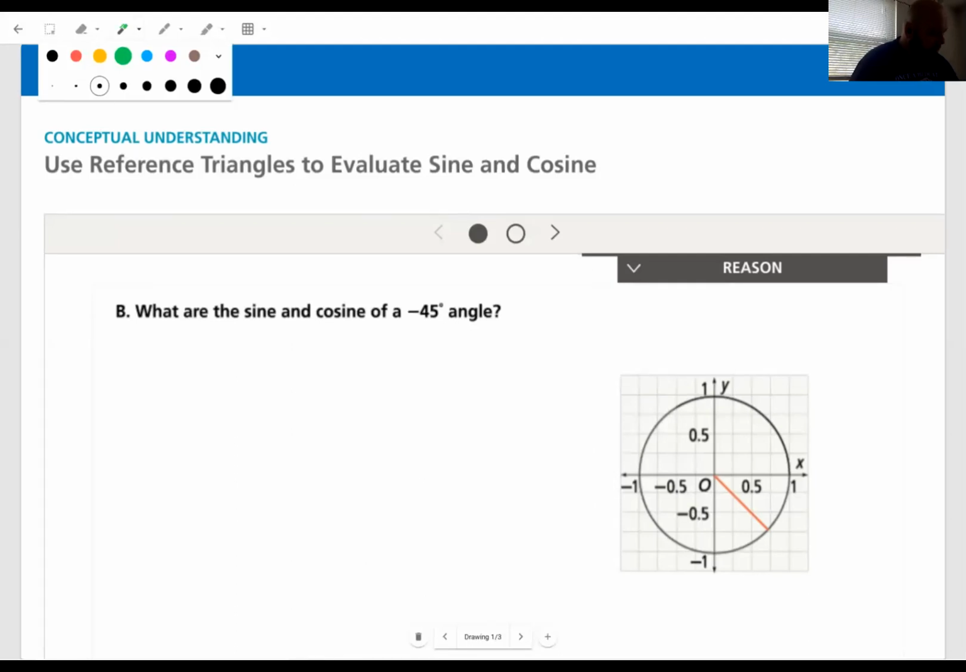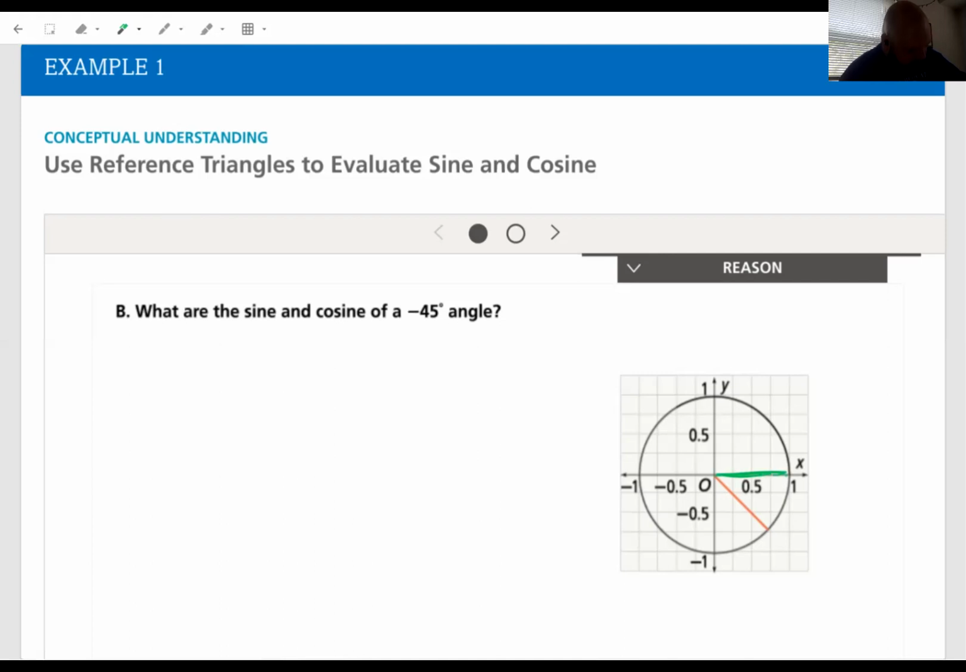Okay, so again, this time our angle, remember we have to start at the positive x-axis, and we're moving down this time because we're moving in a negative direction. And that is our terminal side. So we're going to need to draw a line from the terminal side back to the x-axis to make your triangle.